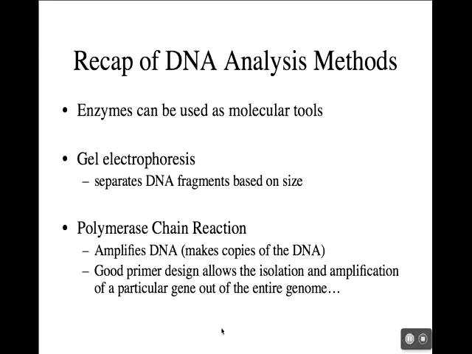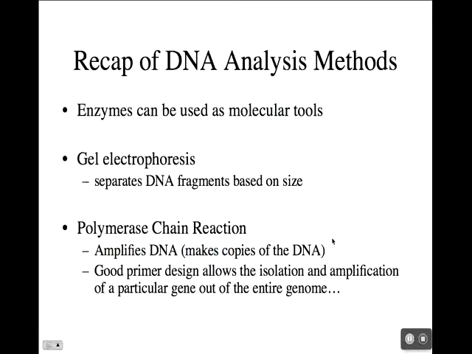So kind of a recap of where we are so far. Enzymes can be used as molecular tools. They work just as well in a test tube as they do in a cell. Gel electrophoresis is a technique that separates DNA fragments based on their size. Smaller fragments move more quickly, so if you want to separate out DNA, you can use gel electrophoresis for that. And polymerase chain reaction amplifies DNA, or makes copies of DNA.